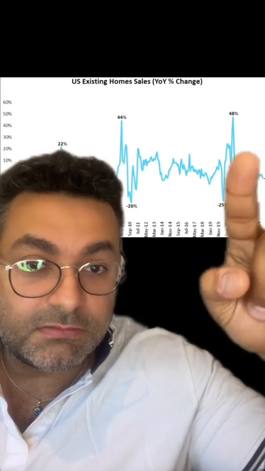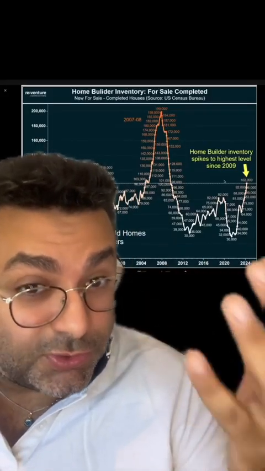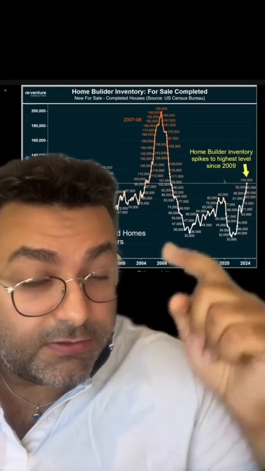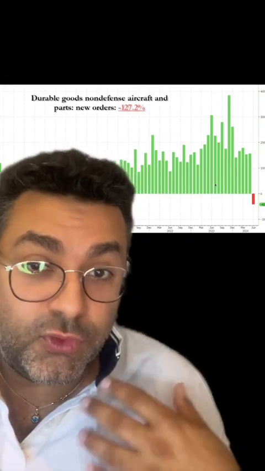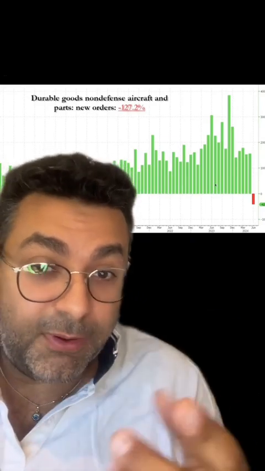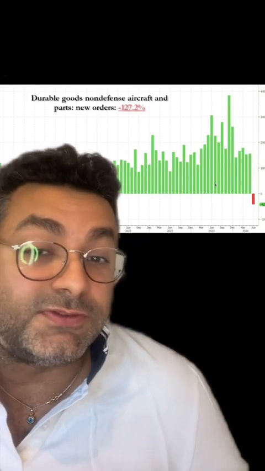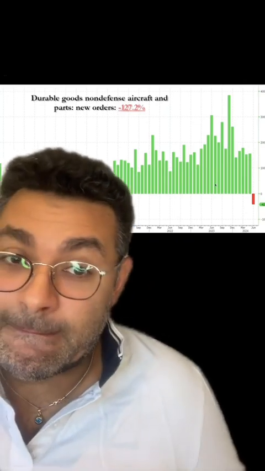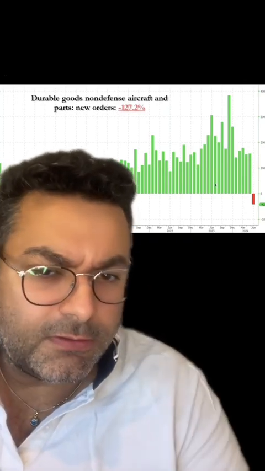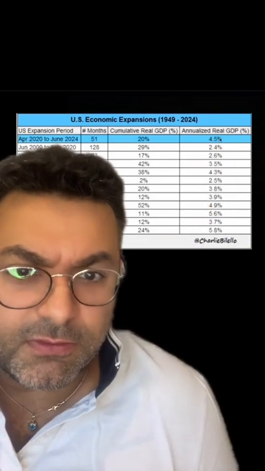If you look at existing home sales, they're decreasing. If you look at the actual stock of builders, it's increasing. These are not good signs. If you look at durable non-defense aircraft and parts, which is usually an indicator of how strong the market is, there is a red. The last time there was a red, there was a recession. This is not good.